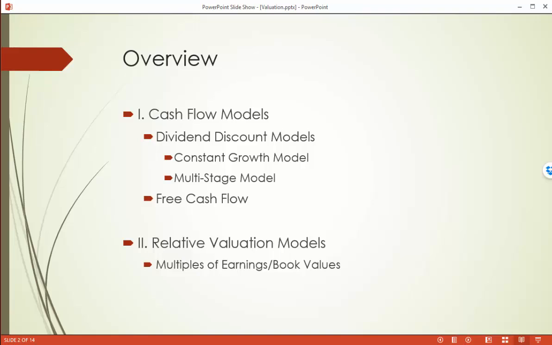The first category of these is going to be cash flow models, or valuation based on cash flows for a firm. We're going to look at dividend discount models and a free cash flow valuation model. And then the second large category of valuation is based on relative valuation. That's where we look at the multiples of earnings or multiples of book values. In particular, we look at the transactions involving other firms, and we compare ourselves to those firms to come up with an estimate of value.